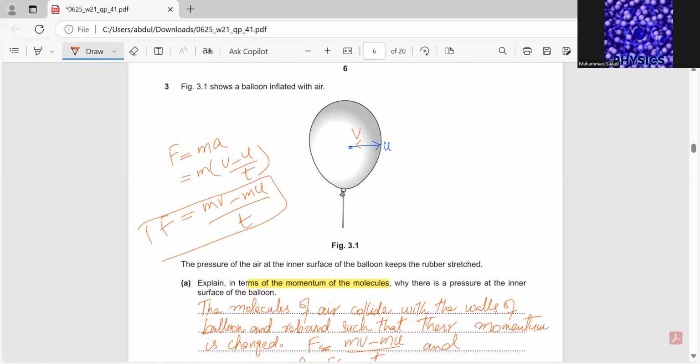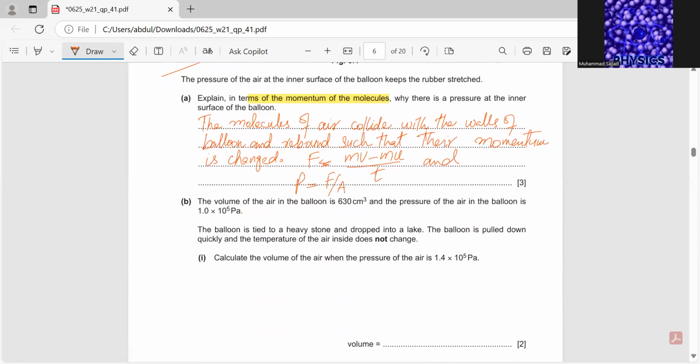So F is equal to ma, m times acceleration, which is (v minus u) over t. When I open this bracket, F is equal to (mv minus mu) over t. mv is the final momentum and mu is the initial momentum. So change in momentum over time is equal to force. That's what we are using here.